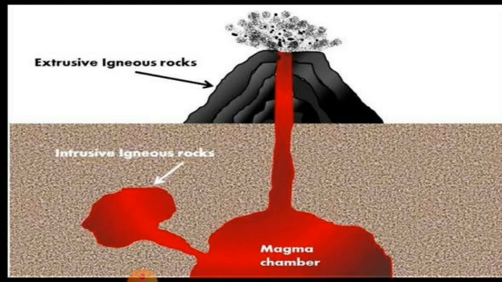Sometimes the molten magma cools down deep inside the earth's crust. Solid rocks so formed are called intrusive igneous rocks. Since they cool down slowly, they form large grains. For example, granite.